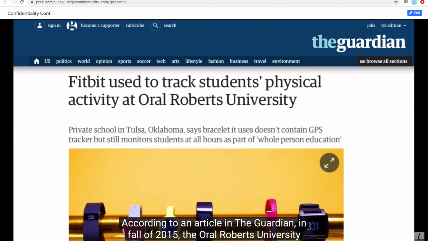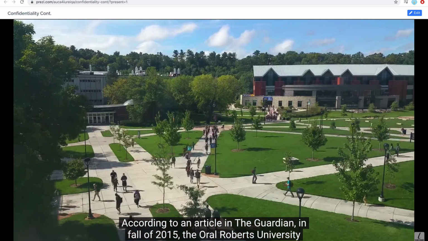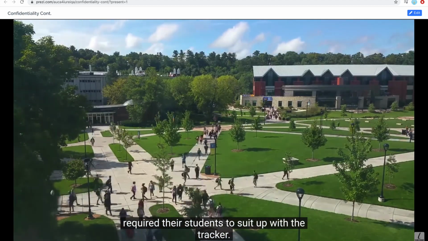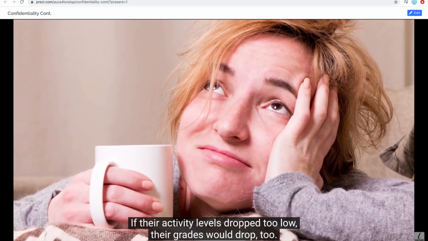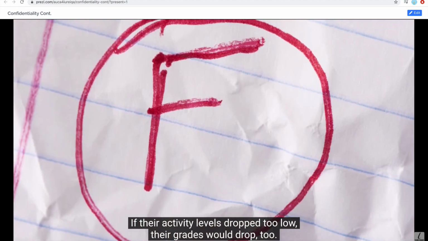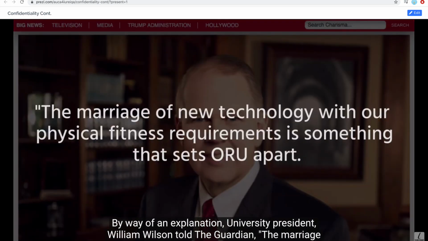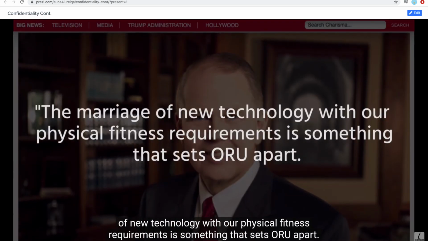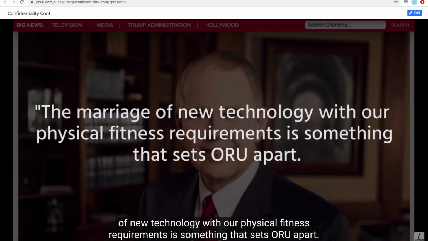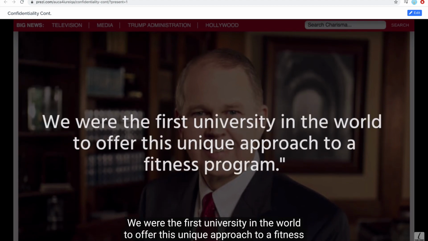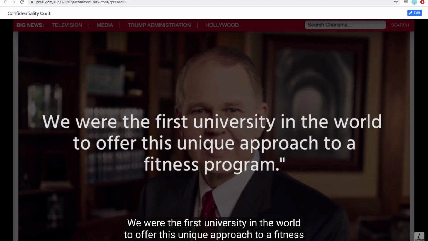But those people weren't the only ones getting monitored through their Fitbits. According to an article in The Guardian in fall of 2015, the Oral Roberts University required their students to suit up with the tracker. If their activity levels dropped too low, their grades would drop too. By way of an explanation, University President William Wilson told The Guardian, "The marriage of new technology with our physical fitness requirements is something that sets ORU apart. We were the first university in the world to offer this unique approach to a fitness program."